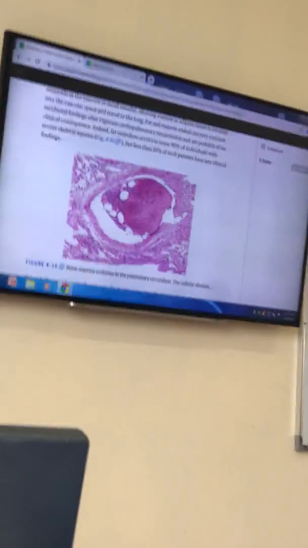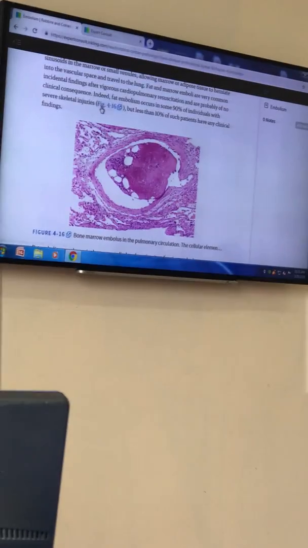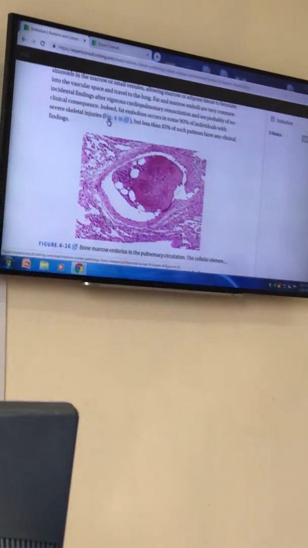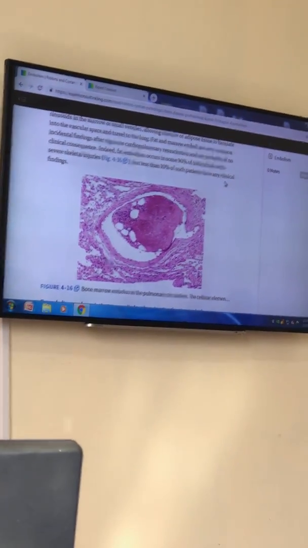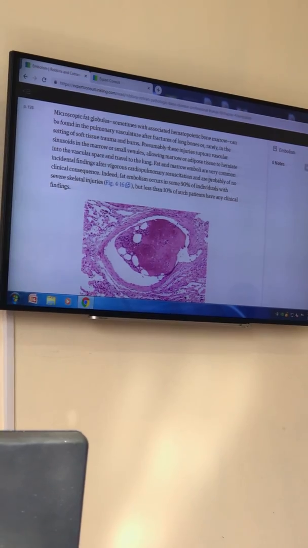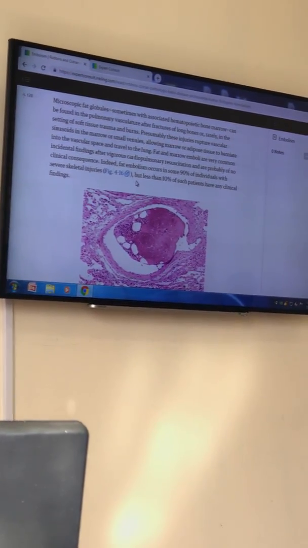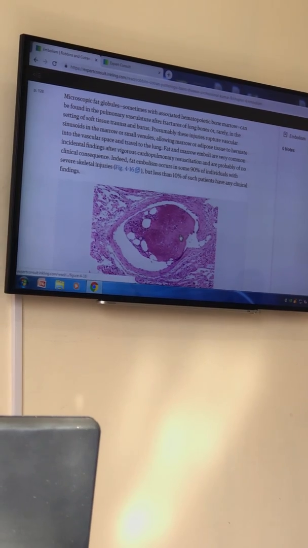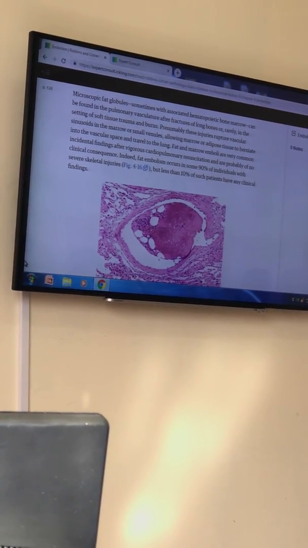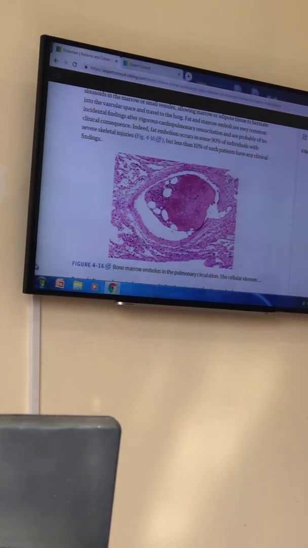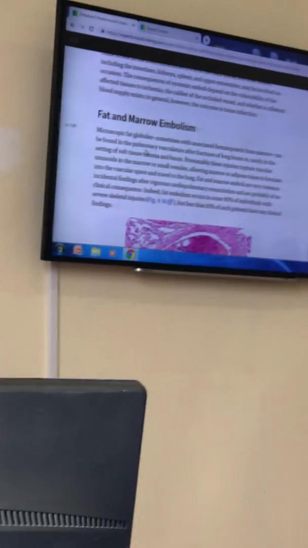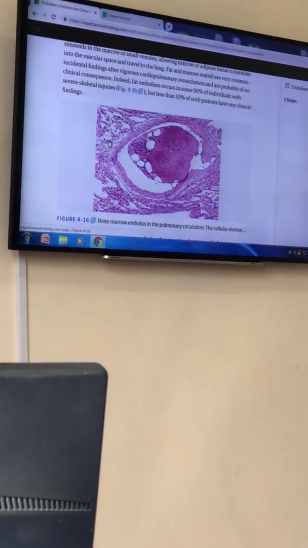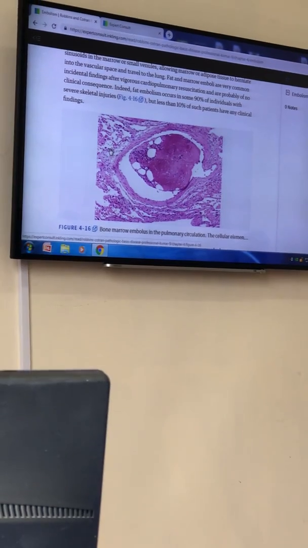So, fat embolism occurs in some 90% of individuals with severe skeletal injuries, bone fractures. But fortunately, less than 10% of these patients have any clinical findings. So it depends on the size of the fat and bone marrow embolization. Less than 10% will be dangerous for the human being. So this is the origin of fat and marrow embolization, and they travel through the pulmonary circulation.